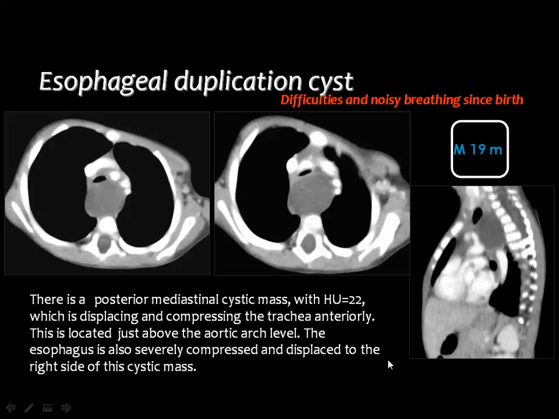Then this is a CT of a 19-month-old boy with a cystic lesion in the mediastinum related to the site or the course of the upper esophagus. And the lesion compresses and displaces the trachea as well as the vessels in the mediastinum anteriorly.